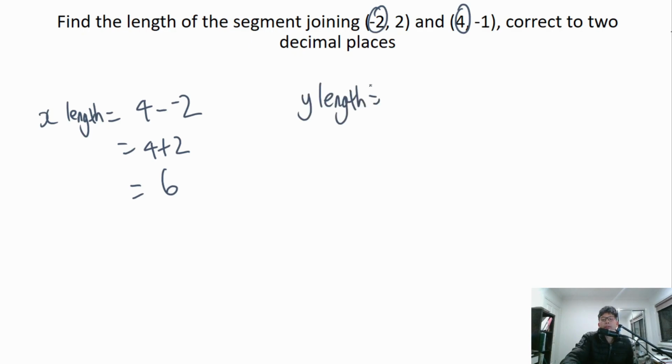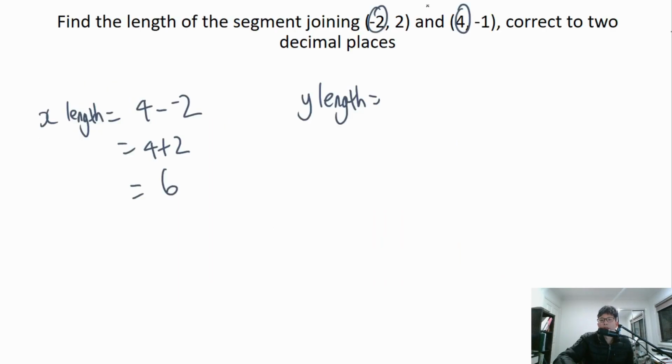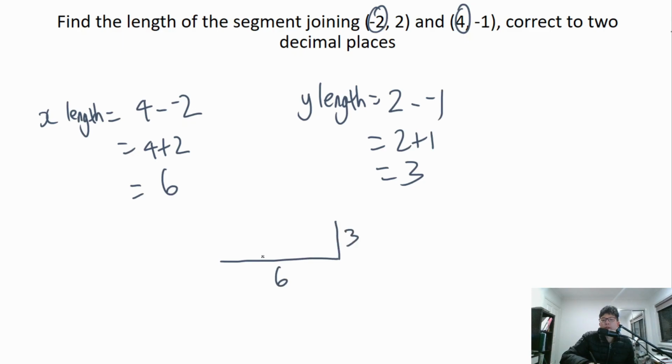Exactly the same thing. We're subtracting the lower y coordinate from the upper y coordinate. So the lower one, that's smaller than that, so we're subtracting that from that. That becomes 2 minus -1, which becomes 2 plus 1 because they're directly next to each other again, and that becomes 3. So our triangle is going to look something like that: x is 6, y is obviously shorter, so that's 3.